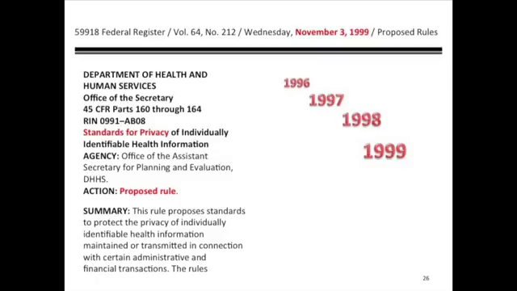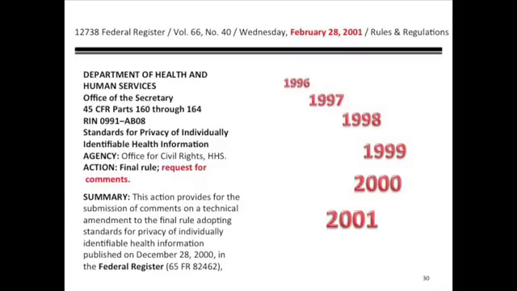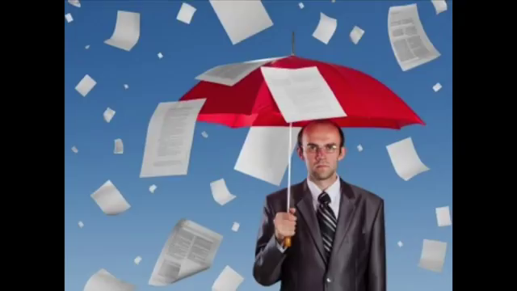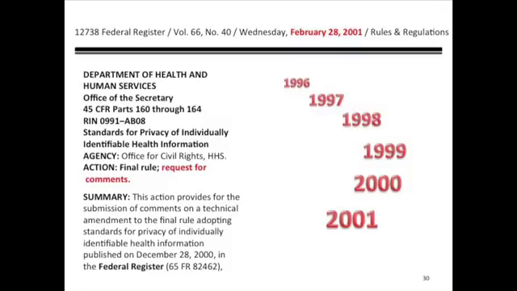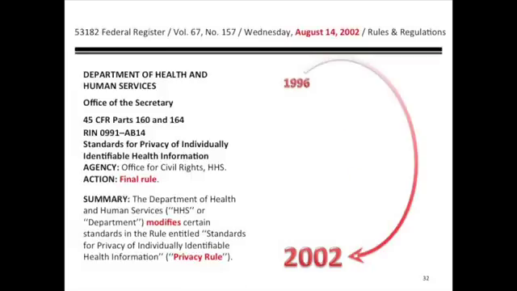HHS's first proposed rule came in late 1999. The agency was flooded with public comments. Several months later, they published the final rule, and complaints kept coming because some rules were too complicated to follow. HHS then backpedaled and opened a second period of public comment. Another year and a half went by before they published the modified privacy rule.